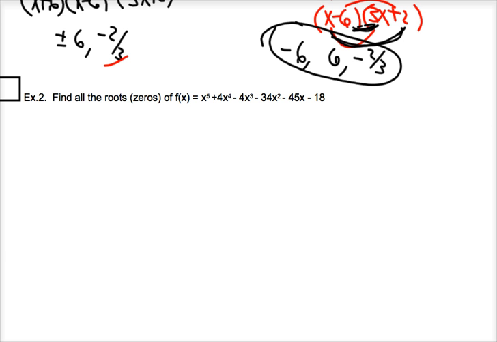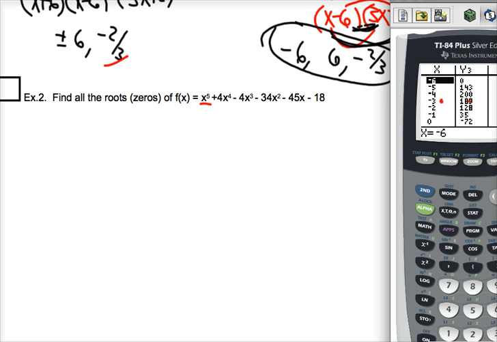To get down to a quadratic, I'd have to use synthetic division 3 times, because it would go from x to the 5th, down to x to the 4th, down to x to the 3rd, down to x squared. So I'm hoping I can find 3 zeros. Let's see if I can get this one in my calculator.